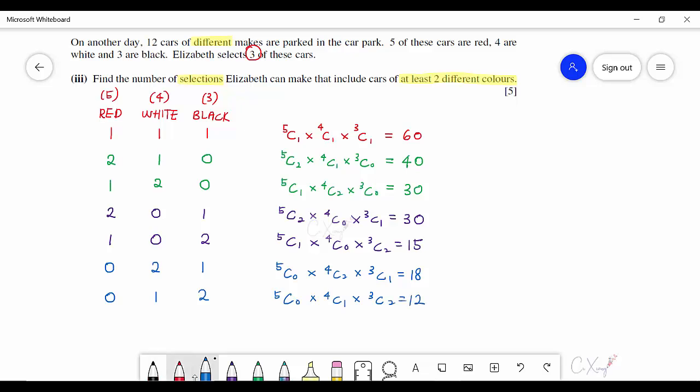To get the final answer, you need to total all the cases together. Then you should have 205. That means the number of possible selections will be 205 for this case. In my opinion, I think this is an easier way for us to get the number of selections, by listing out all the possible cases.